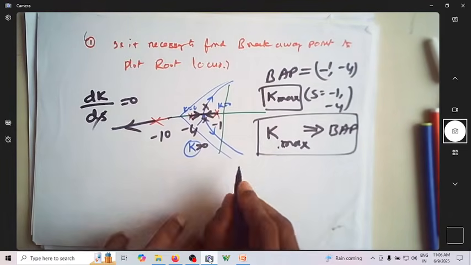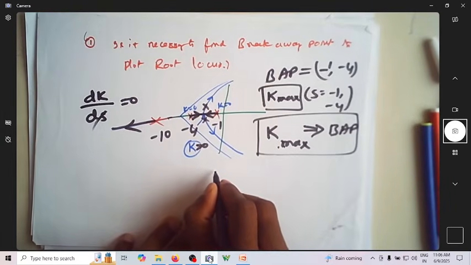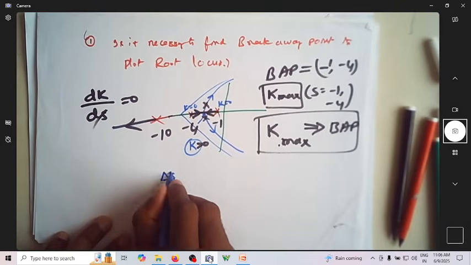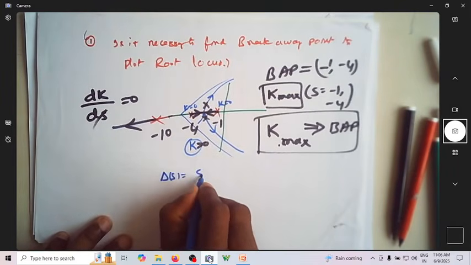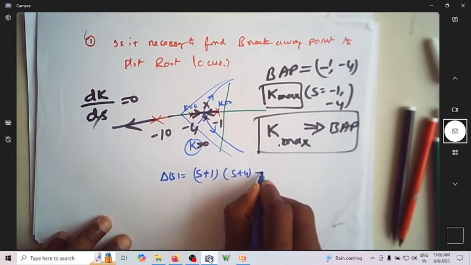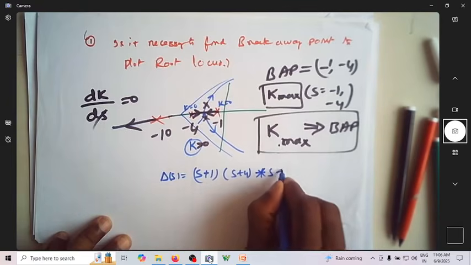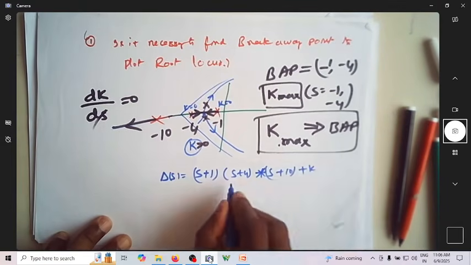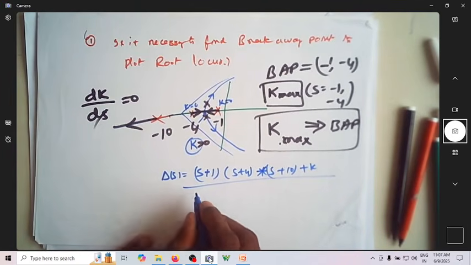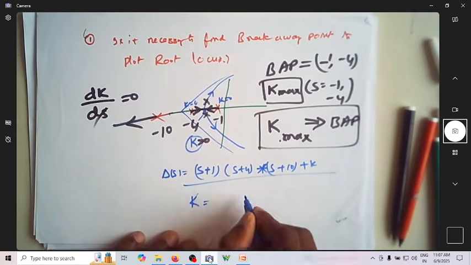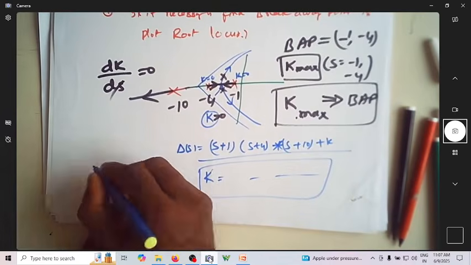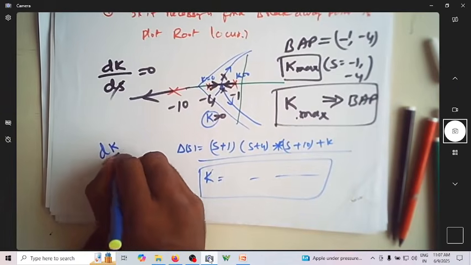How do we get to know this k max? It can be found from your characteristic equation, del of s. Let us take an example. Del of s is something like (s plus 1) into (s plus 4) into (s plus 10) plus k. So you'll have some equation, and from it you get the value of k. Then you differentiate this k with respect to s.